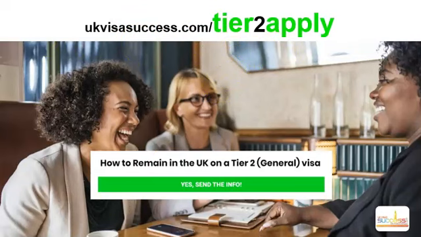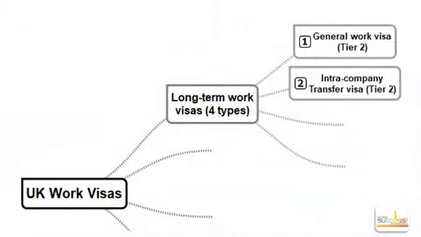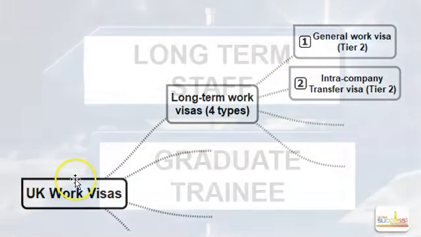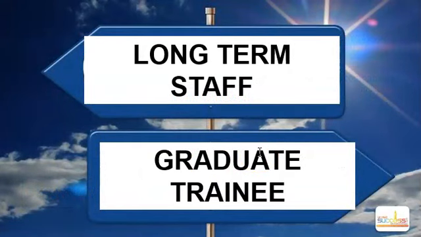The next category is called the intra-company transfer visa, and this route enables multinational employers to transfer their existing employees from outside the UK to their UK branch for training purposes, or to fulfill a specific vacancy that cannot be fulfilled by a British citizen or someone who is settled in the UK.